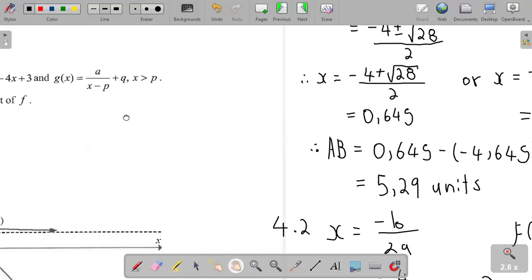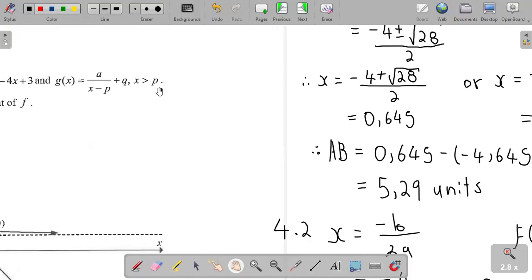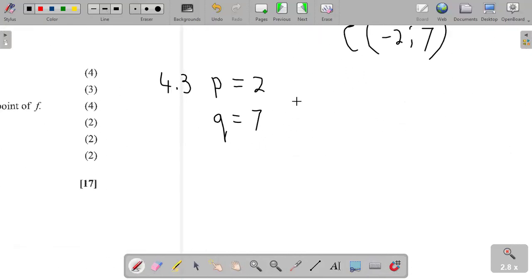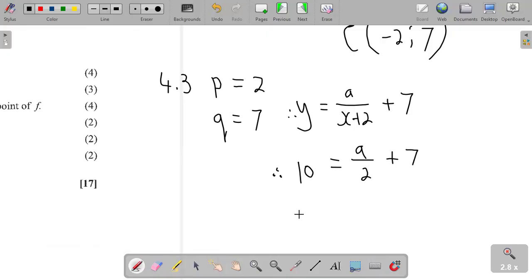So then our equation here is going to be y equals a over x plus 2, and then plus 7. We're going to have y equals a over x plus 2, and then plus 7. And then we know that when x is 0, y is 10. So it's going to be a over 2 plus 7. So it means therefore a will be equal to 6, isn't it? Because when you put 6 here, you get 3, 10.